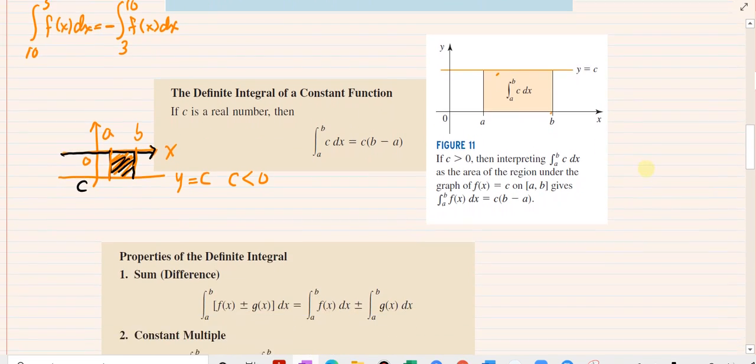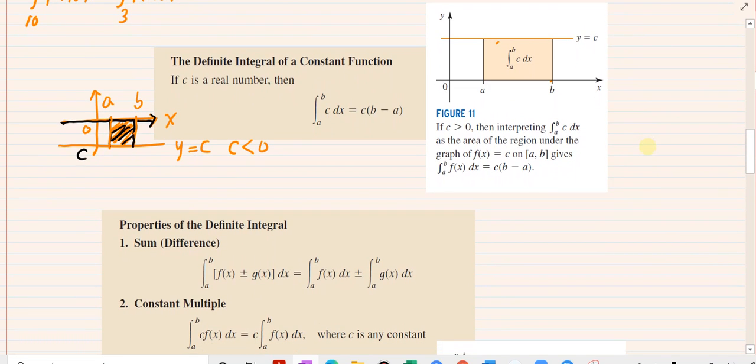Next, we're going to look at a series of properties of the definite integrals. So our first property is the sum difference property, which we had with indefinite integrals in the previous sections. If the integrand is made up of a sum or difference, then we can break it into a sum or difference of two definite integrals. And of course, the limits of integration must be the same.